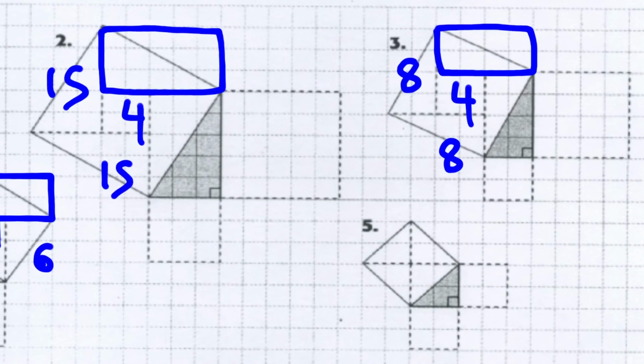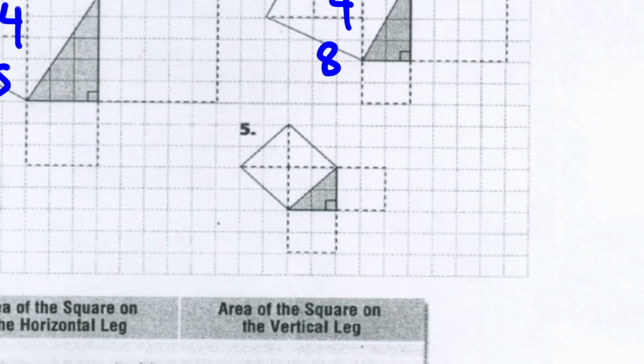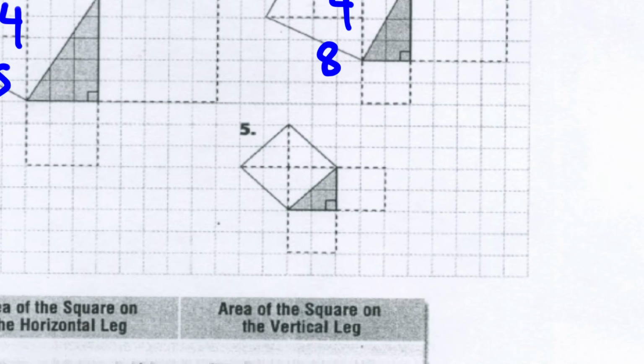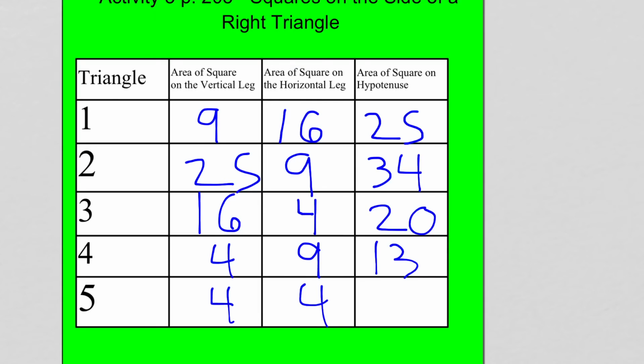And the last one, number 5. Okay, the area of the square on the horizontal and vertical is the same. It's both 4. So we will say 4 and 4. And then the area of the square on the hypotenuse, this one right here. Well, I'm going to say 2 of the right triangles that make up that square are 4. The other 2 are 4, which makes the area of the square on the hypotenuse 8.